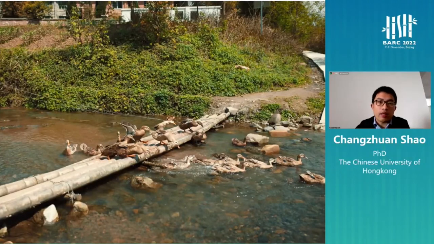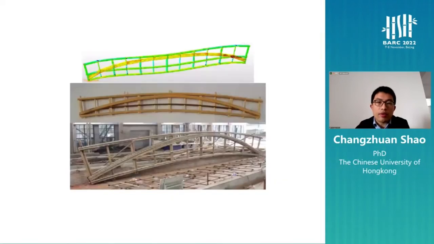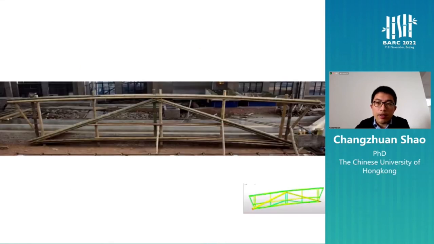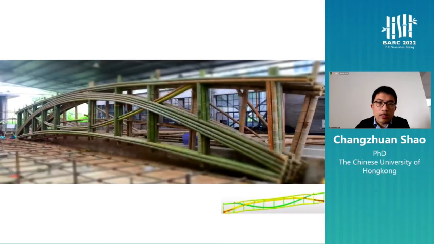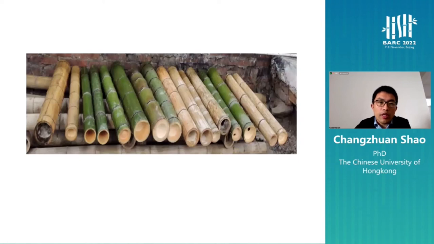Later on, the bridge has become a community center for the villagers' events. Later on, we had some other experiments. This is another case. In practice, we have tried different tests with different spans. This span is 18 meters, and this structure is 12 meters. And this is an arc with a length of 20 meters. We have also tried different treatments of the material regarding its durability.